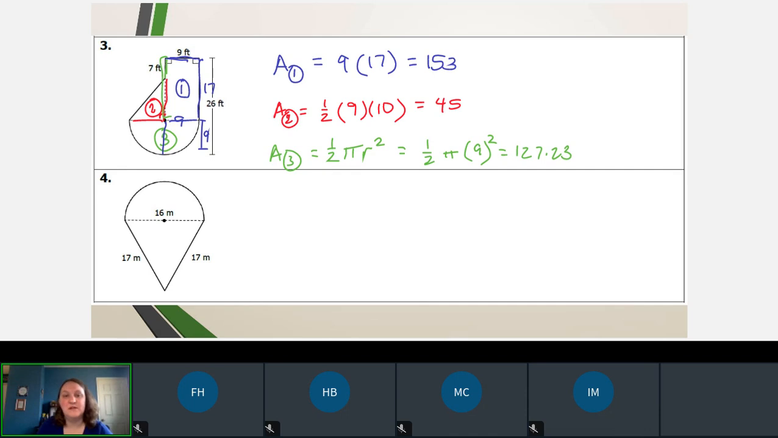All right, so that's all of the regions. So now our final answer, find the total area. So just add all of your areas together. 153, 45, 127.23. Yeah, Lydia, you had it. 325.23. And don't forget your units, feet squared. On an assessment, those units will be taken care of for you.